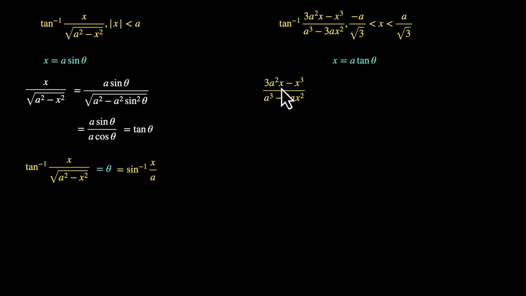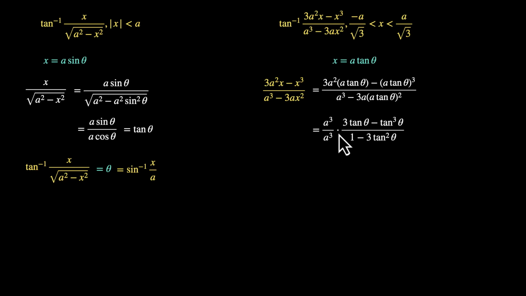So this becomes 3a square x minus x cube divided by a cube minus 3a x square. This is equal to 3a square times a tan theta minus a tan theta cube divided by a cube minus 3a times a tan theta squared. In the numerator we have a cube. Denominator also has a cube. So let's take a cube common from both numerator and denominator. What's left? 3 tan theta minus tan cube theta divided by 1 minus 3 tan square theta. And this thing is tan of 3 theta. A cube and a cube cancel out. This becomes tan 3 theta.